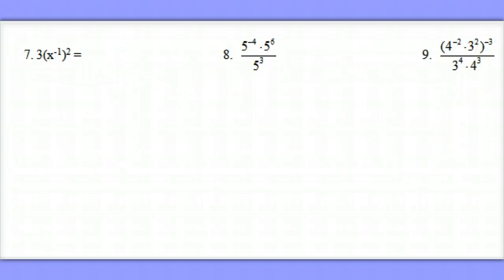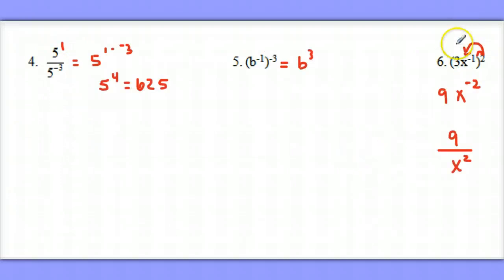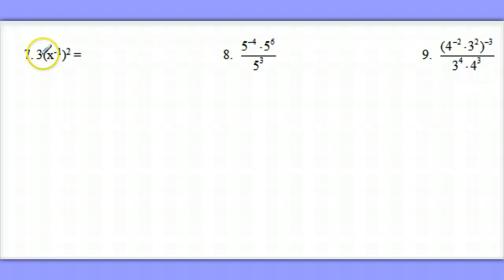Let's take a look at a few other examples. Here, notice this is kind of similar to the previous example, but here the 3 is inside the parentheses, and in this example it is not inside the parentheses, so the 3 is not going to be squared. Only the x to the negative 1 is going to be squared. Power to a power, we multiply those powers together, so we have 3 times x to the negative 2, and then to make that exponent positive, we would put that in the denominator. So this is 3 over x squared.